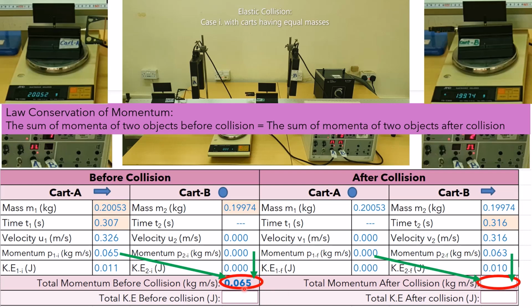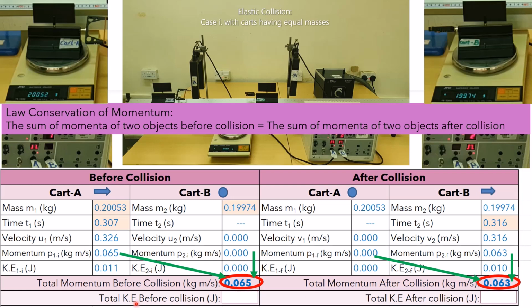So let's see the values here. Before the collision, the sum of the two momenta is 0.065, whereas after the collision it is 0.063. So we got almost equal values. There is a small difference in the third decimal place. We will calculate the percentage of difference afterwards.